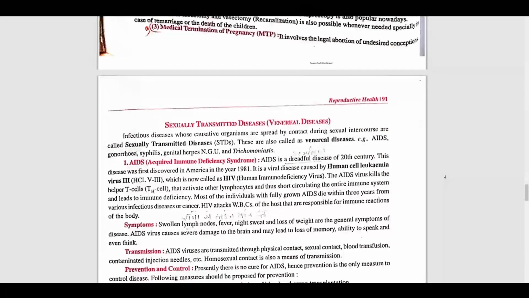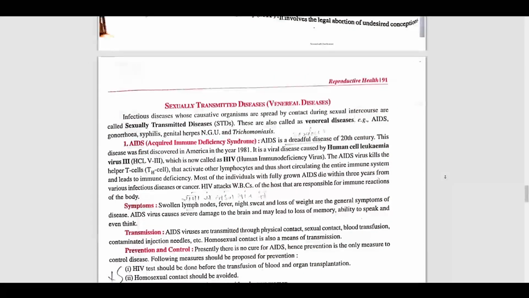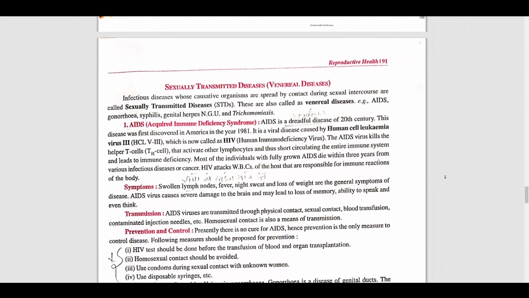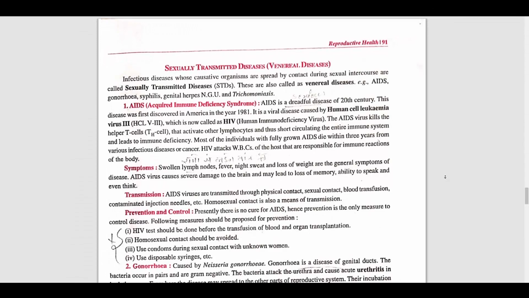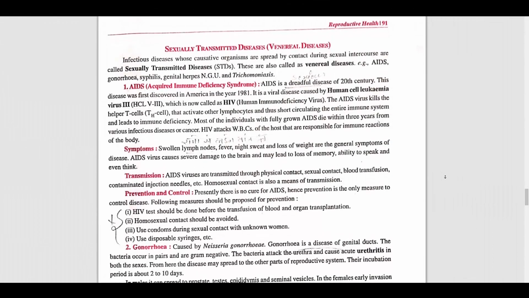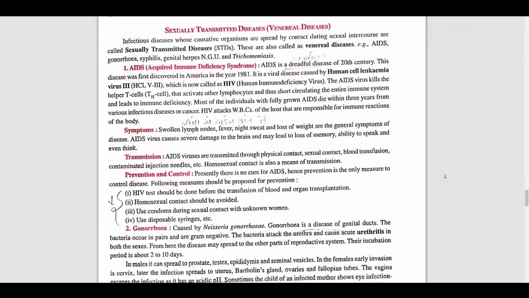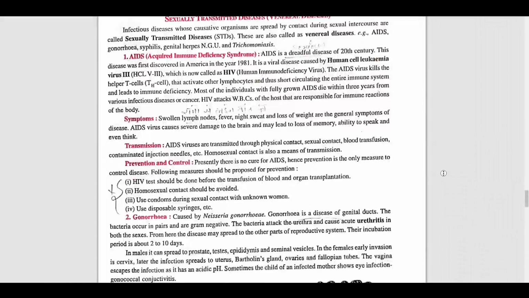Now we'll talk about diseases that are transferred, known as sexually transmitted diseases. We have many diseases. First of all, how do they get transferred? They are transferred by contact during sexual intercourse, which is why they are known as sexually transmitted diseases, in short STDs. They are also known as venereal diseases. For example, AIDS, gonorrhea, syphilis, genital herpes. These are the names of the different diseases.